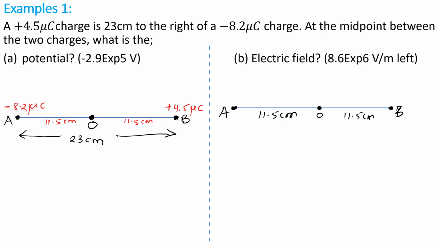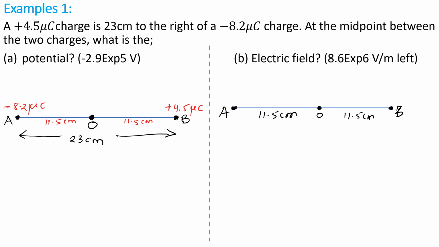The first example says that a positive 4.5 microcoulomb charge is 23 centimeters to the right of a negative 8.2 microcoulomb charge. At the midpoint between the two charges, what is the electric potential? So we want to find the electric potential at the midpoint of the two charges.